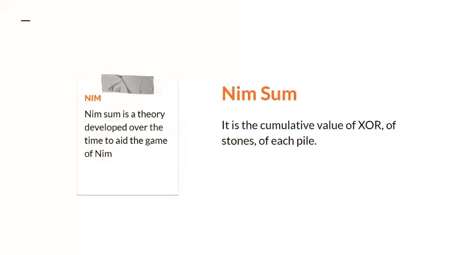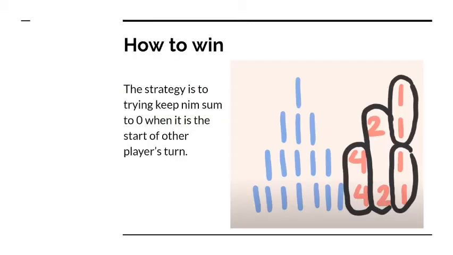So, NimSum. By definition, this is the cumulative value of the XOR of the stones of each pile. This strategy is quite simple. What we want to do is keep the NimSum at 0 at the start of the other player's turn, which I will go into more detail about later in the PowerPoint.